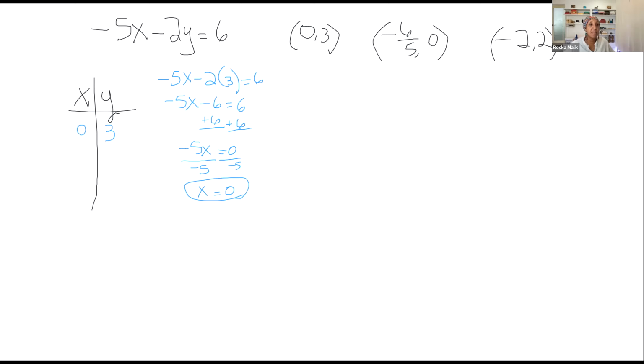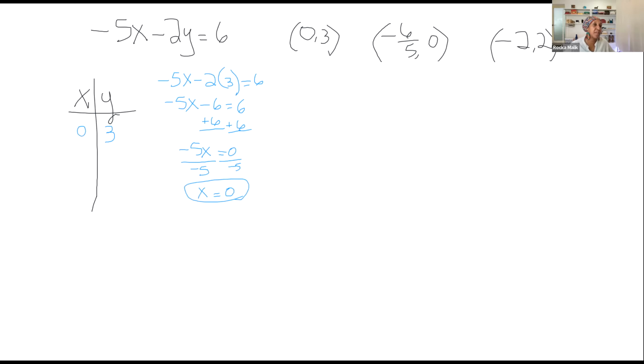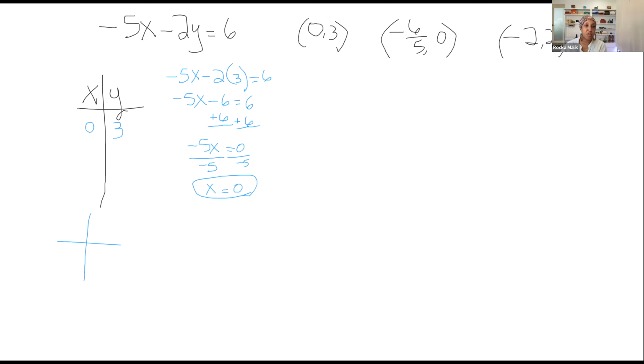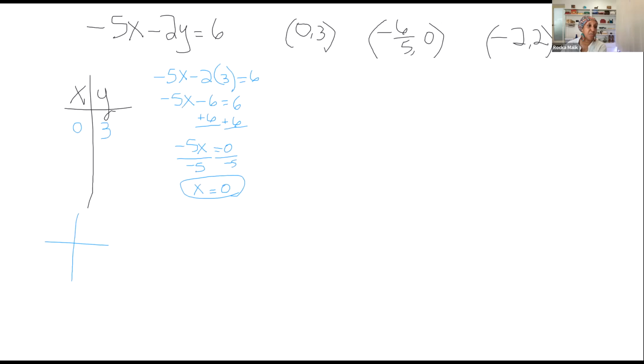Okay. And this happens to be an intercept, right? This means that if I graph the line, I don't know about the slope or anything like that, but it would make sure to go through this point, 0, 3. Because my y-intercept happens when x is 0. This is my y line. And my x-intercept happens when y is 0.